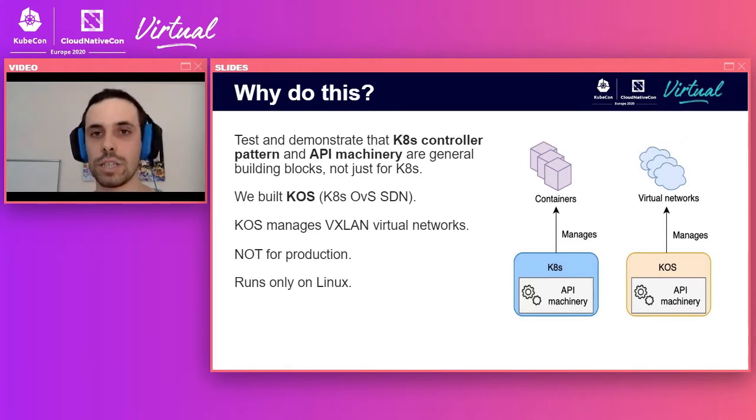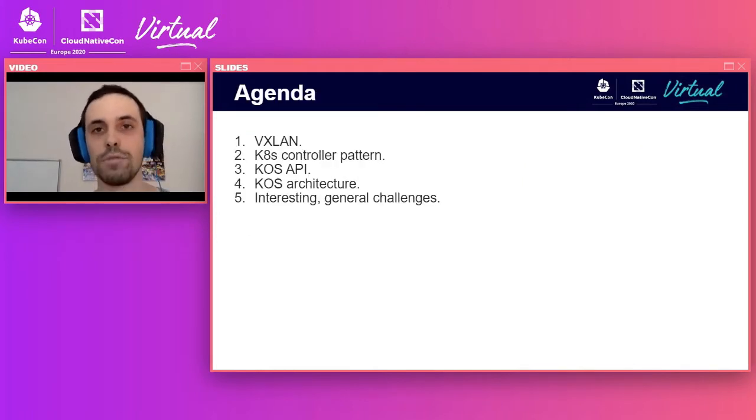As a warning, KOS is not for production and it only runs on Linux, so it's only a proof of concept. So let's set the agenda before we move forward. We're going to begin with a short background on VXLAN and the Kubernetes controller pattern, and then we're going to dive into the API of KOS, into its architecture, and finally we're going to discuss some technical problems that we had to solve and that we believe have a relevance beyond just our proof of concept SDN.